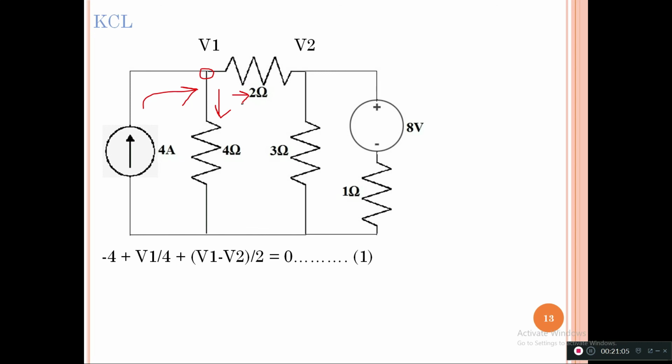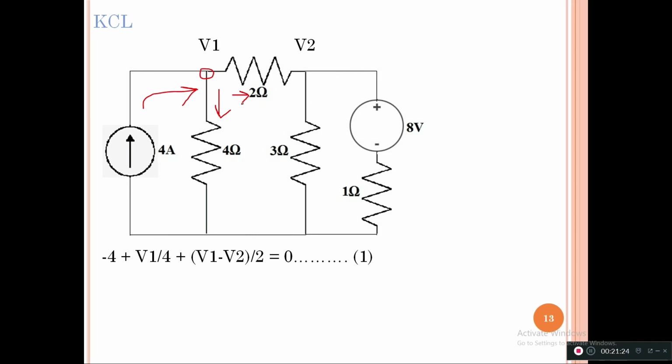How can I define the current? What is the Ohm's law? V equals to I into R. So if I want to find out I, I have to write it as I equals to V upon R. So current which is flowing through the 4 ohm resistance is nothing but V1 upon 4.